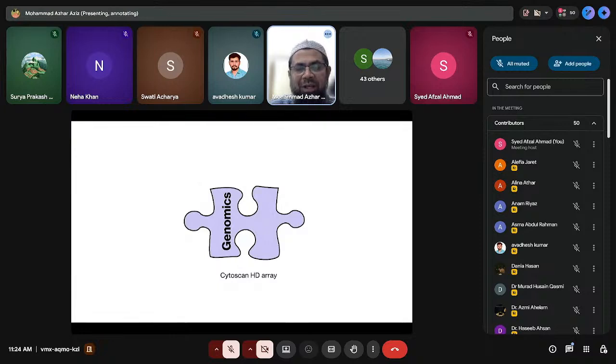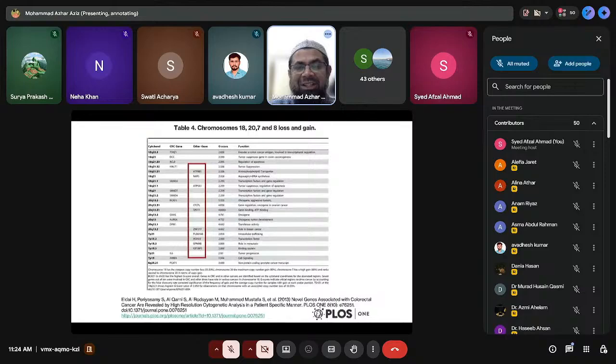So first block, we did the genomic study, and this is the microarrays. That's what I was telling you yesterday, that we did the microarray-based study. And we were able to find these changes. These are the cytobands, which means the portions of the chromosomes that were found to be affected. And these are the genes that were known to be involved in colorectal cancer.